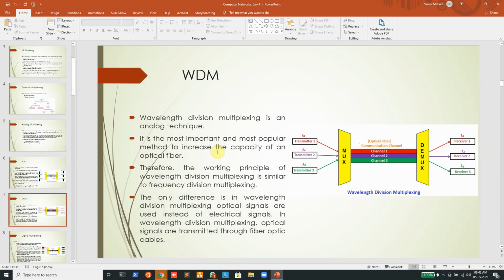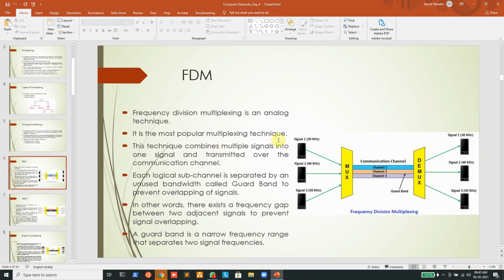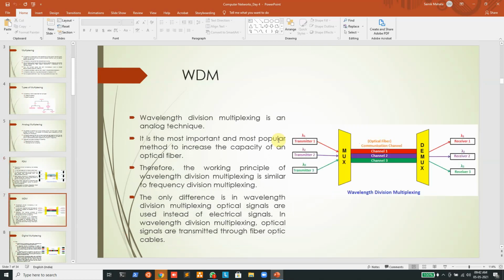Which means in the previous scenario, whenever we were doing the frequency division multiplexing, we were not using the optical fiber, we were just using what? The twisted pair cable or the coaxial cable. But whenever we are using optical fiber cables, we will obviously go for wavelength division multiplexing, and the mux and demux in this case will just be prisms.